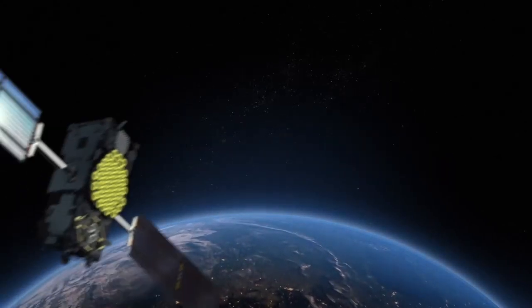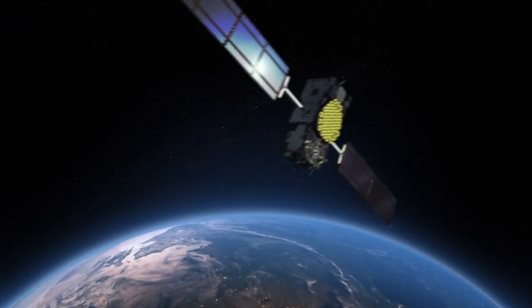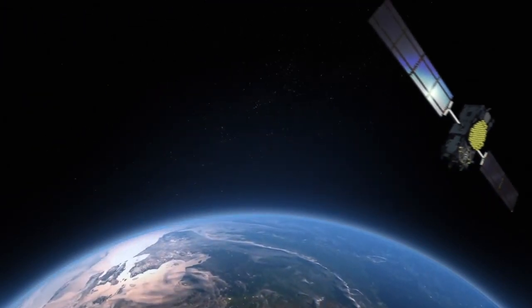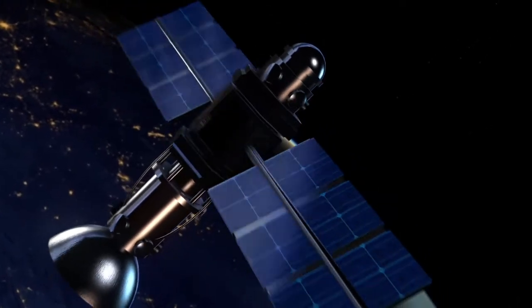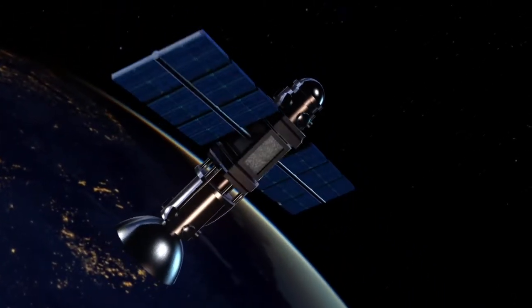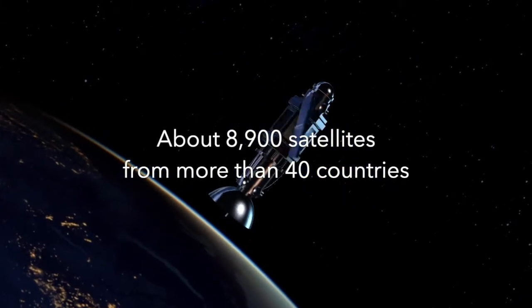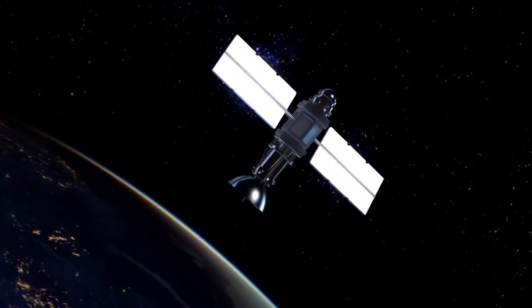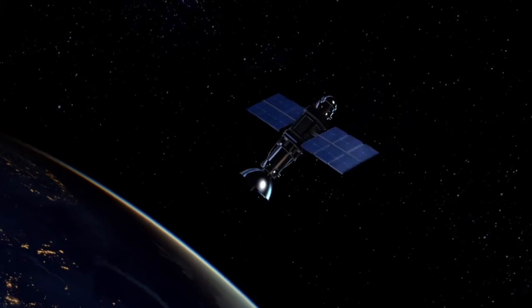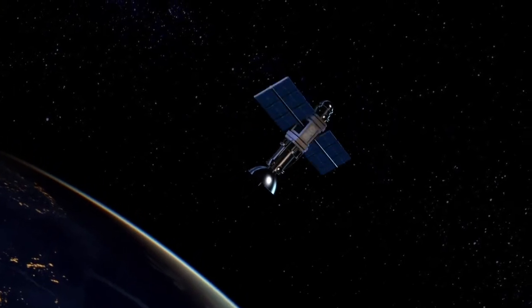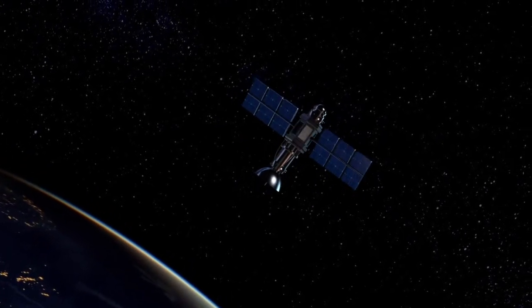An artificial satellite is a man-made object that has been launched into orbit around Earth. Since the first satellite was launched in 1957 by Russia, about 8,900 satellites from more than 40 countries have been launched till today. They enable us to communicate through signals, predict weather, and even observe the distant universe.